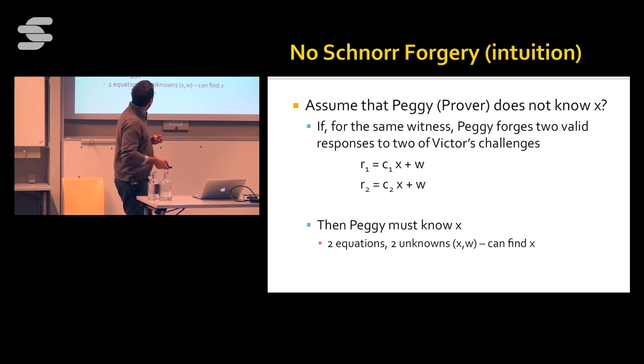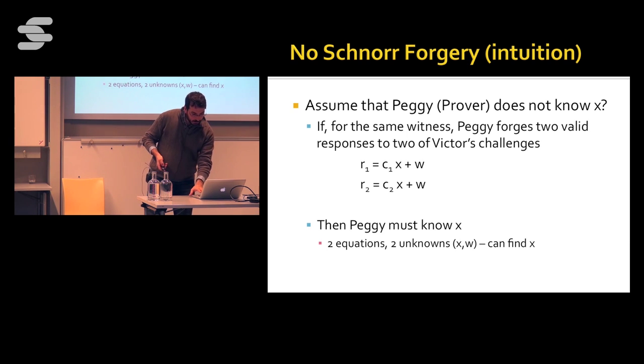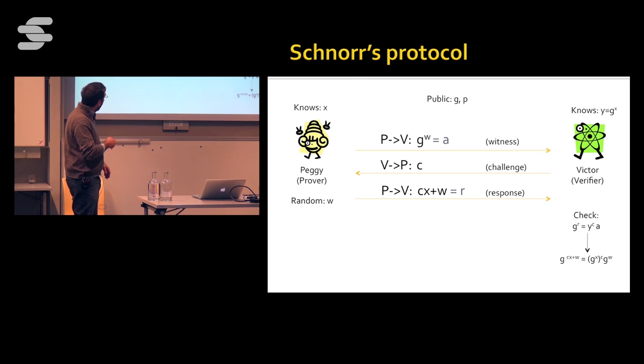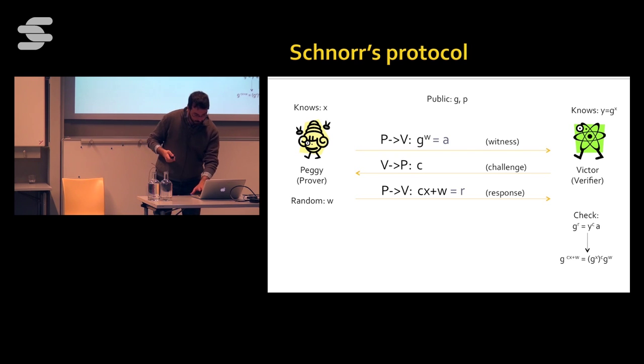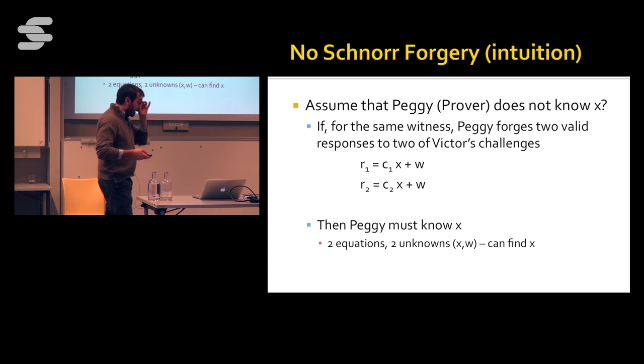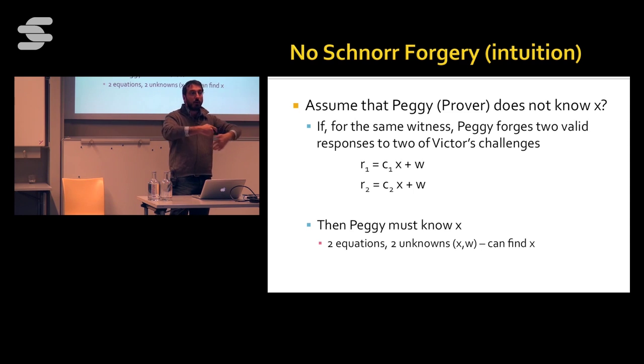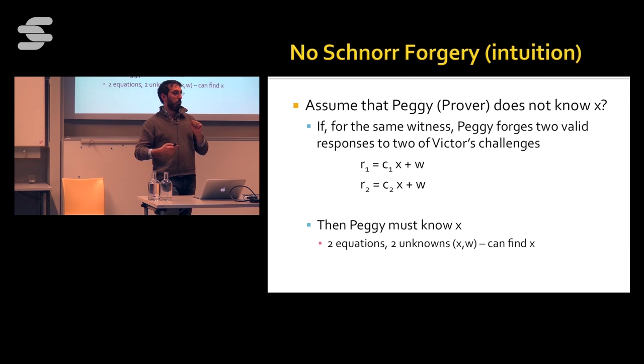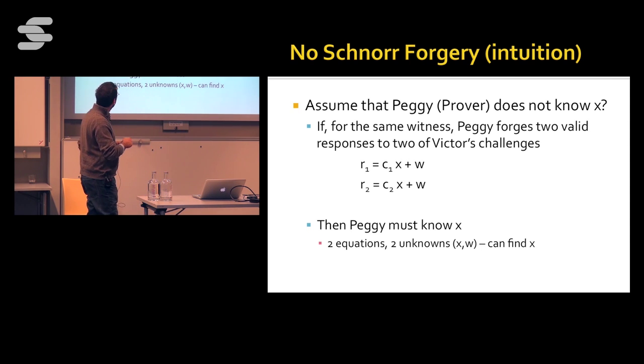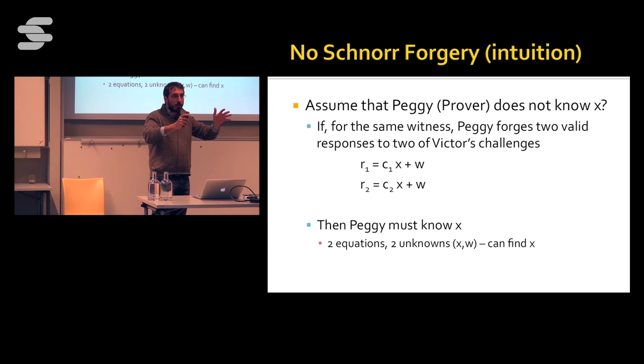Now, we have already said before that if this relationship is to hold, somehow these things should have been computed correctly. So what does that lead us to? You remember that the first step that Peggy does with Victor is to actually send this witness W. G to the W, there is a W behind it. Now, at this point, Peggy is waiting for a challenge, and in fact, Victor will send a challenge back to Peggy.